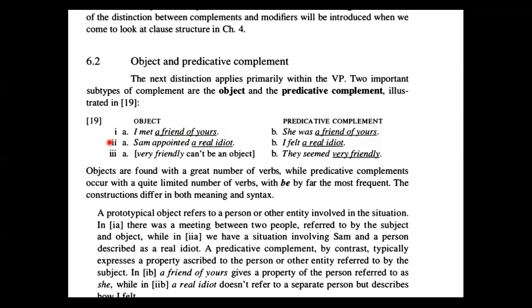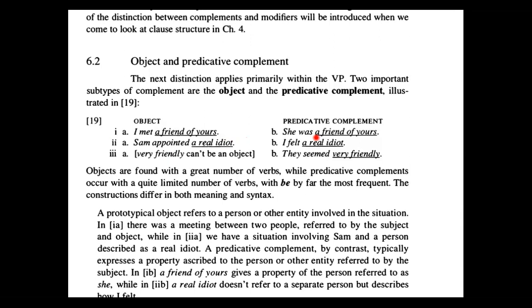Now let's move to the second sentence. Sam appointed a real idiot. So he turns out to be a real idiot. Here, a real idiot is the object after the verb appointed. In the second sentence, I felt a real idiot, this is predictive. I mentioned what predictive means: تنبؤي, يعني تكملة تنبؤية. We use it after the verb.